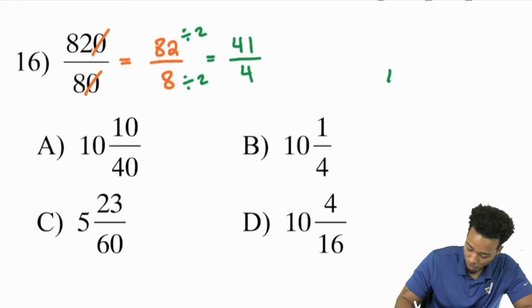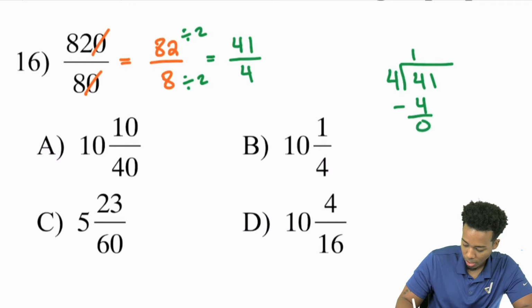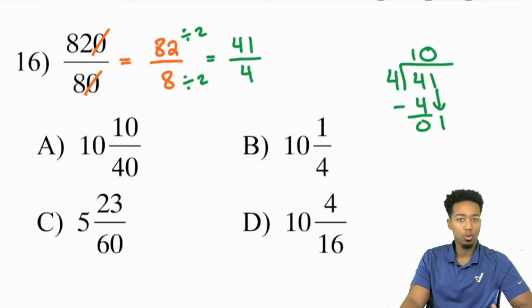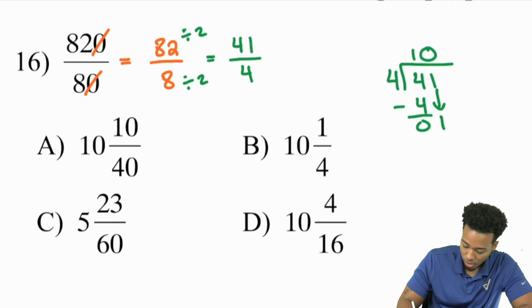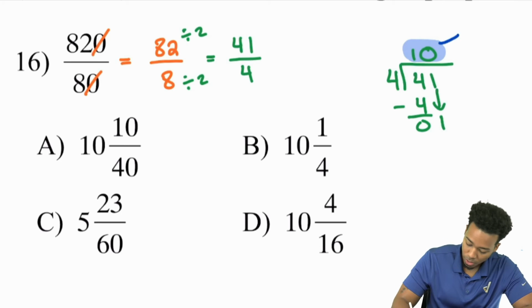So here, 4 goes into 41 how many times? Well, 4 goes into 4 one time. Subtract the 4, you get 0. Then bring down the 1. 4 goes into 1 0 times. So what you have for yourself is 10. 4 goes into 41 10 whole times. So this is your whole.